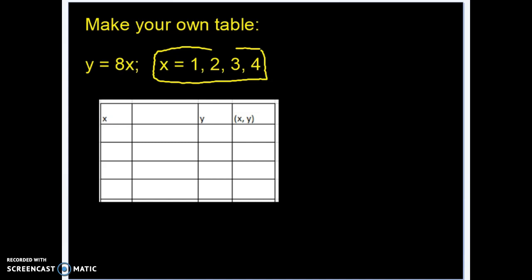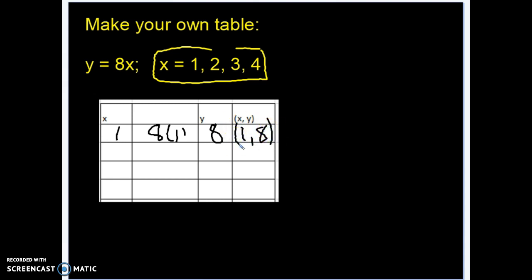So if x is 1, you would do 8 times 1. Well, 8 times 1 is 8. So then our ordered pair would be... I'm sorry, it wouldn't be 8. What was our y value? Our y value was 8, but our x value was 1, so our ordered pair would be 1, 8. The x always comes first.